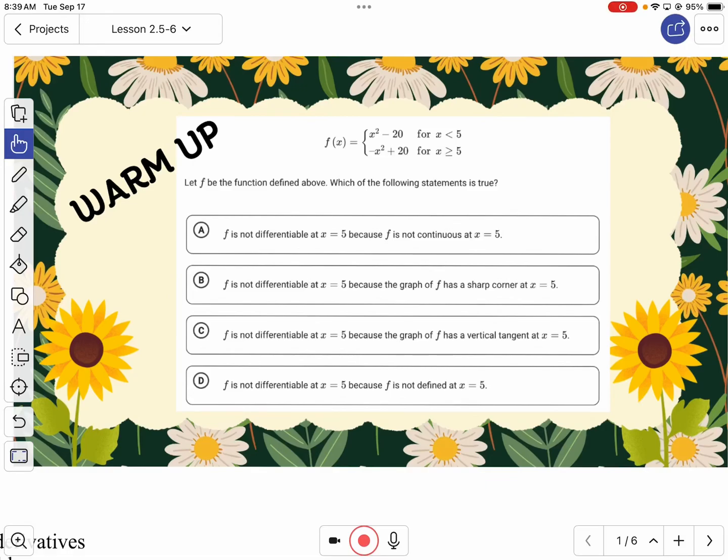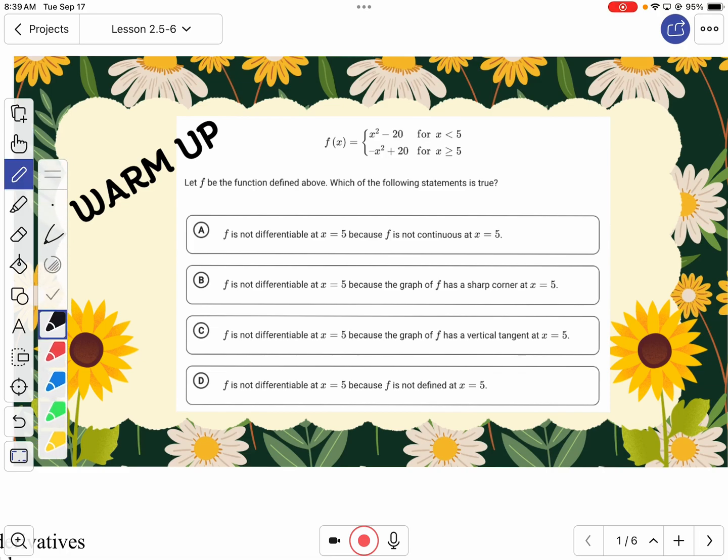All right, so let's start by testing for continuity, because in order to be differentiable, we know continuity would be important. So if we're going to check continuity, does f at 5 exist? Yes, it does. F at 5 is going to exist. If I plug that in, that would be negative 25 plus 20, or negative 5.